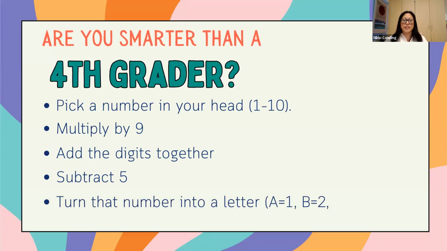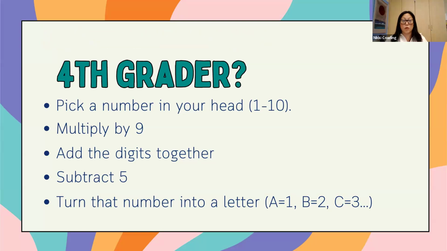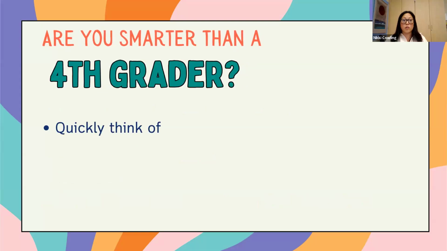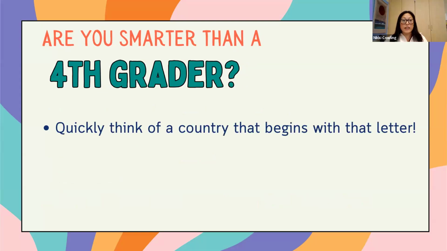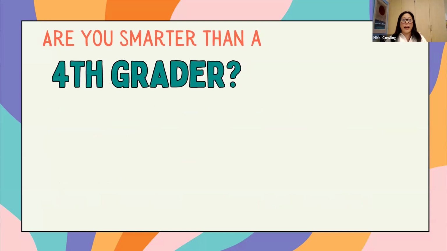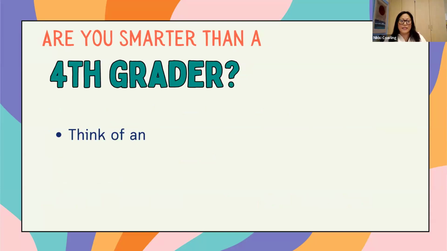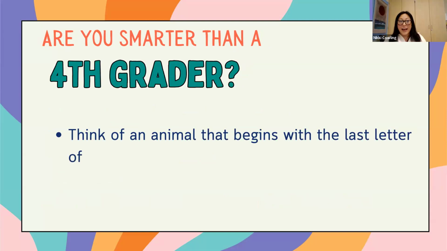Whatever that number is, I want you to subtract 5. Now turn that number into a corresponding letter of the alphabet. So for example, if your number was 1, you'd be A, 2 would be B. Hold that letter. Now quickly think of a country that begins with that letter. Go ahead and change the slide. And last quick thing is think of an animal that begins with the last letter of that country. And then one more thing.